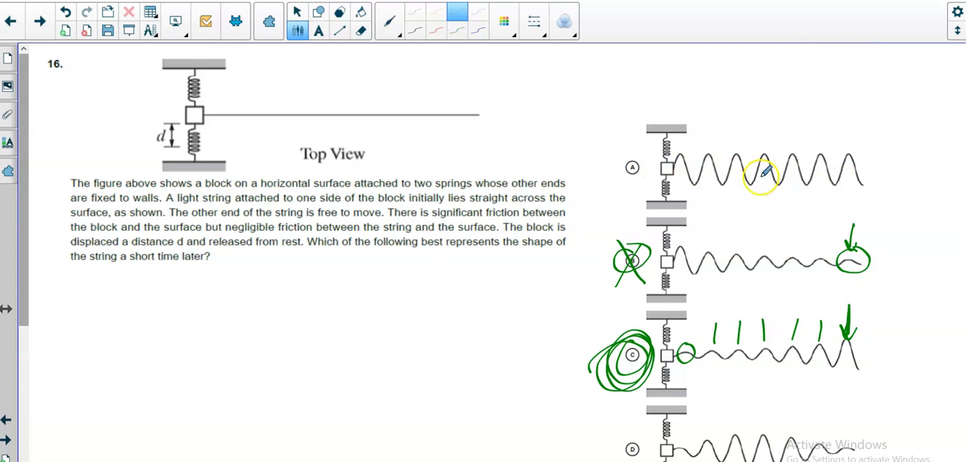This doesn't make sense because it doesn't show any loss of energy. And this has this weird thing where it doesn't have much in the beginning, then has a lot in the middle. This is just bizarre right here.